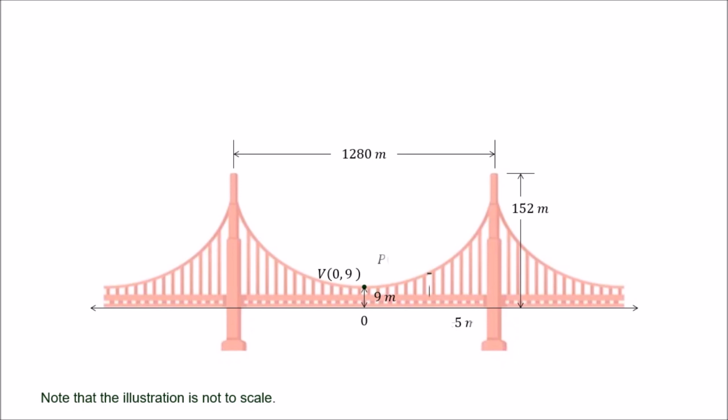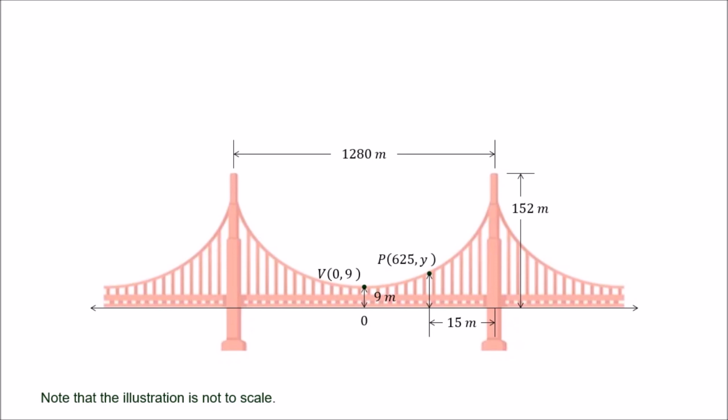Now what is being asked in the problem is the height of a point P where P is 15 meters away horizontally from either tower, in which case we chose to measure 15 meters from the right-hand tower. Now the coordinates of point P is (625, y), where y is the unknown. 625, on the other hand, is computed as 1/2 of 1,280 meters, that is 640, minus 15 meters.